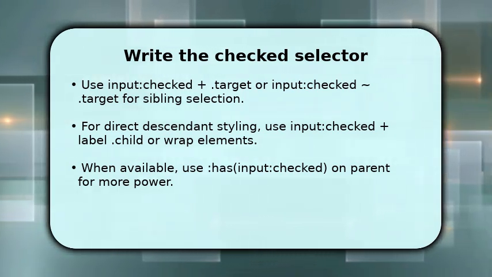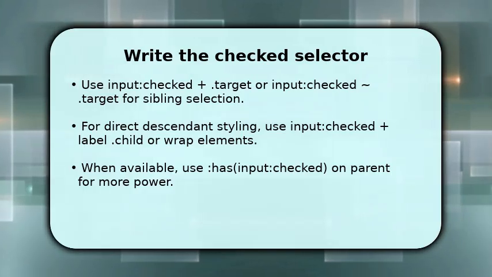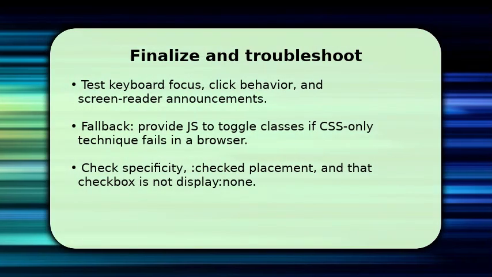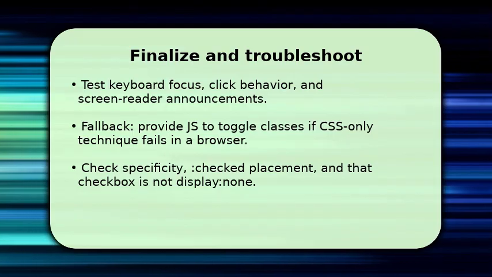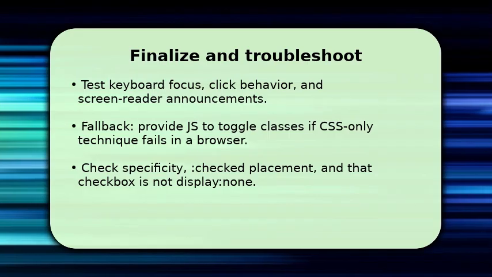Finish by polishing accessibility and fallback behavior so your check-driven UI works everywhere. You should test keyboard toggling, focus styles, and ARIA states to ensure users can operate the control without a mouse. If an older browser lacks required selectors, add a tiny script to toggle a class as a fallback. This preserves behavior without rewriting styles.